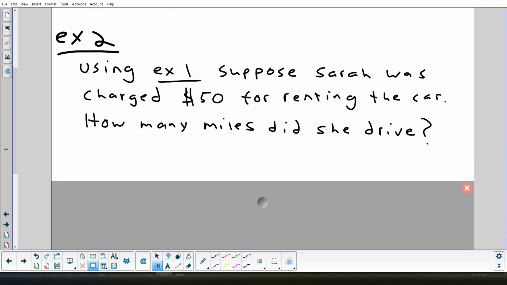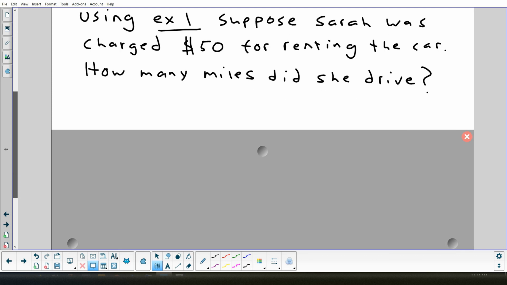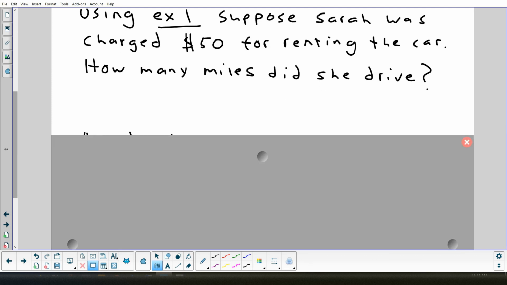I'm going to show you two ways to do this one. I'm going to do it algebraically, and then I'm going to show you how to do it on the graphing calculator. This is a simple enough problem that I can probably do it faster algebraically than using the calculator.